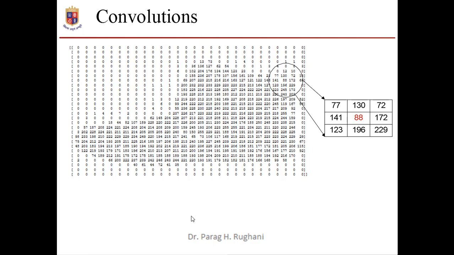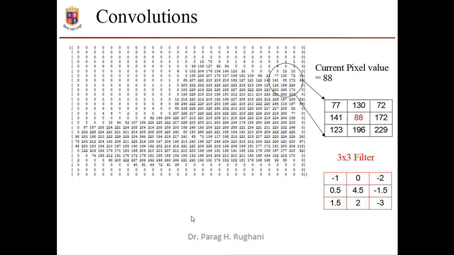Now if we want to apply the convolution, we can use the current pixel value on which we want to apply the convolution. So 88 is the value on which we are applying. We have to take a filter. Since we are working on 3 by 3 data, we can take a 3 by 3 filter. This is one filter where the values are -1, 0, -2, 0.5, 4.5, -1.5 in the second row, and 1.5, 2 and -3 in the third row.